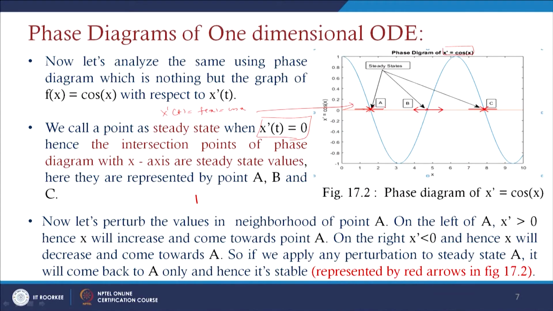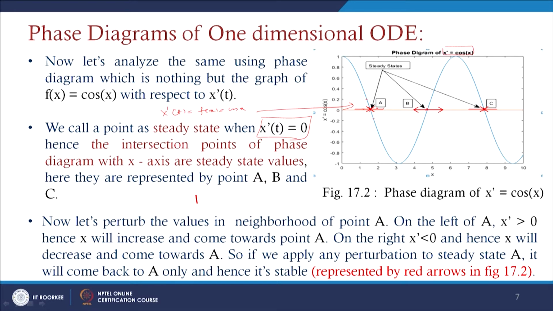Now, if you perturb the values in the neighborhood of a point A, suppose any close neighborhood points on the left of point A, we can find that x dash is greater than 0 here. Since x will increase and come towards the point A. And if you start from the right, we can find that x dash is less than 0. Hence, x will decrease and come towards the point A here.